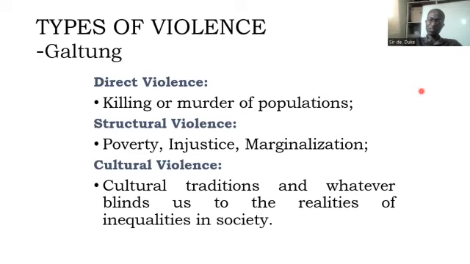Then we have cultural violence. Cultural traditions and whatever blinds us to the realities of inequality in society. Every society, every community has its own culture, beliefs, norms, and a system of values. So conflicts may be embedded in these cultural norms, these cultural values, especially the issue of gender violence. For example, it is embedded in the cultural structures, in the cultural beliefs, in the norms and values of certain groups of people.